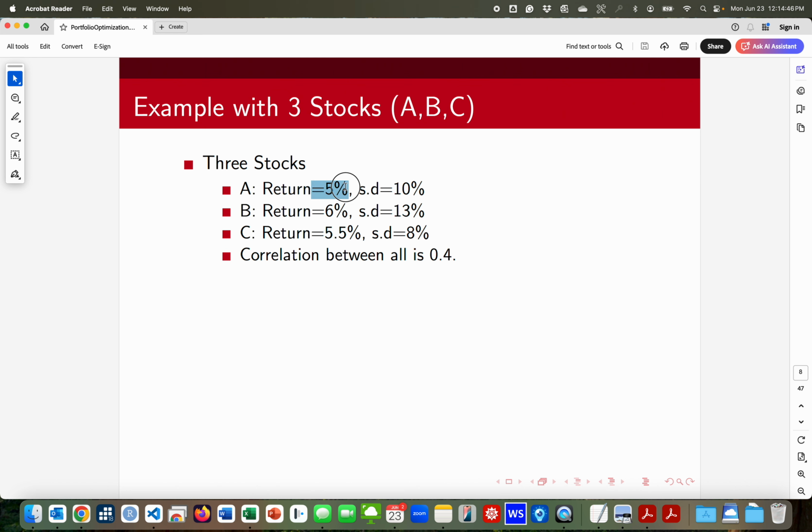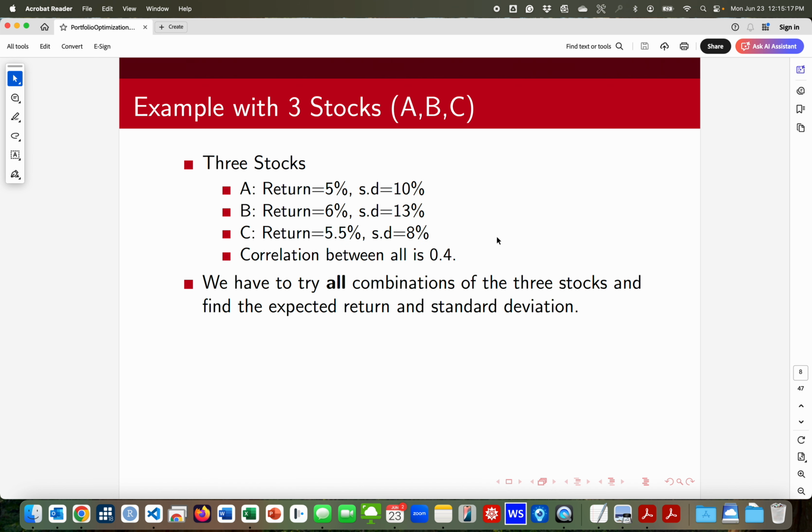But we have stock A with a 5% return, 10% standard deviation. Stock B, 6%, 13% standard deviation. Those are the same 2 we had before. Now we're going to add this third one with a return of 5.5% and a standard deviation of 8%. So notice A, B, and C, as the return goes up, the standard deviation goes up too. This one should be kind of in the middle of those two, but higher return, higher standard deviation.